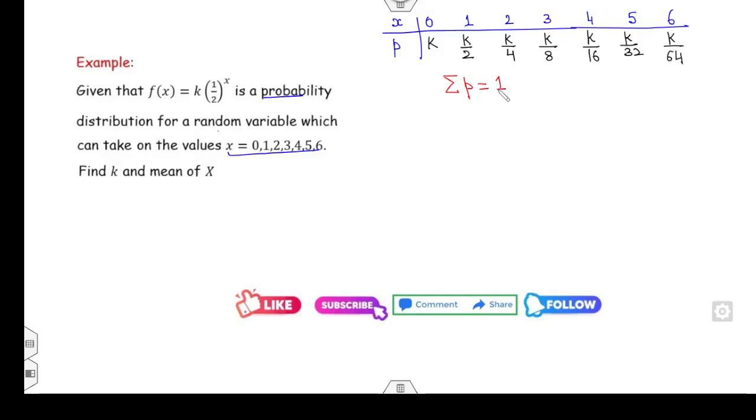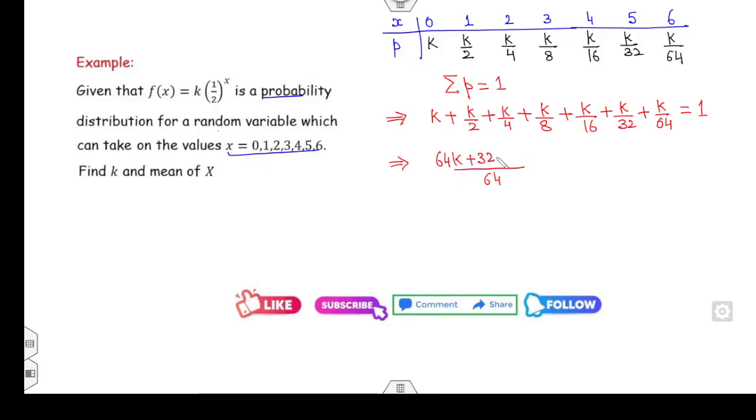The sum of the probabilities is 1. So you can see k plus k/2 plus k/4 plus k/8 plus k/16 plus k/32 plus k/64 is equal to 1, and you can solve it. 64 is the LCM. You can write it as 64k plus 32k and so on. The last term will be k. After the calculation, you will get the value of k. Clear?